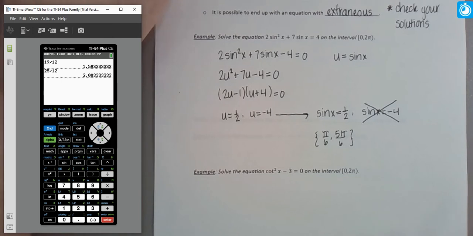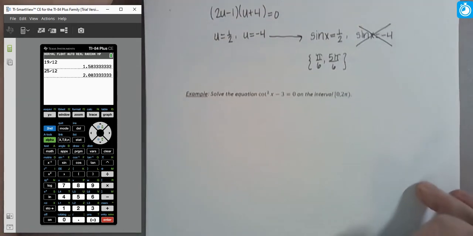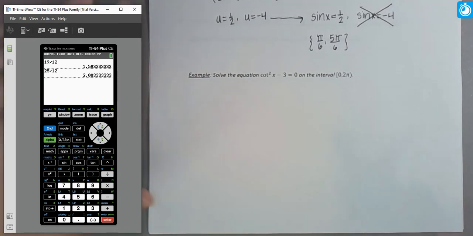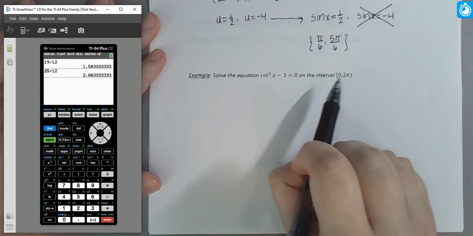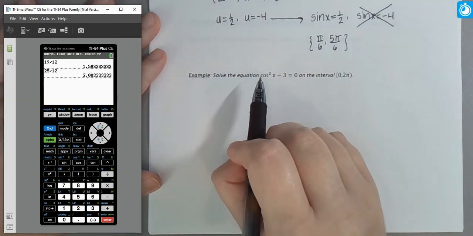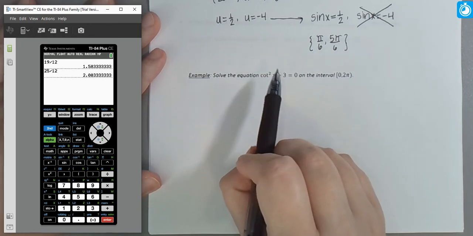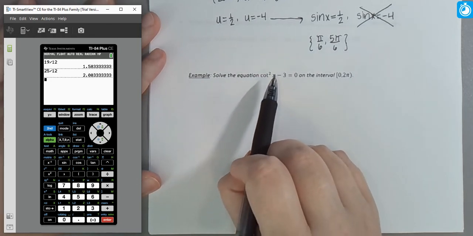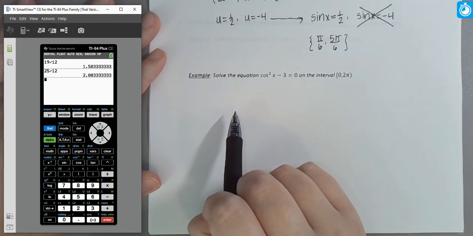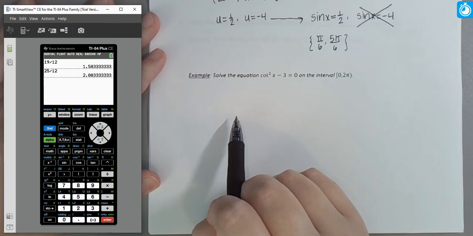Let's try another one similar to this, where we have an exponent. So we want to solve the equation cotangent squared of x minus 3 is equal to 0 on our interval from 0 to 2 pi. Okay, so here this is a little bit different. We only have one instance of our trig function, only one instance of the variable. So when that is the case, we can actually just isolate the trig function.